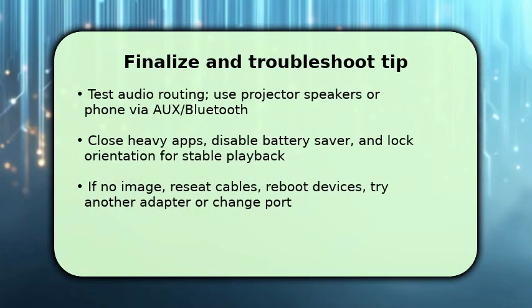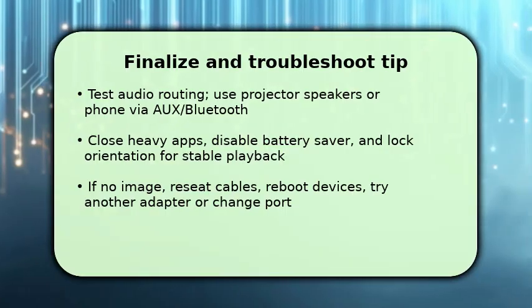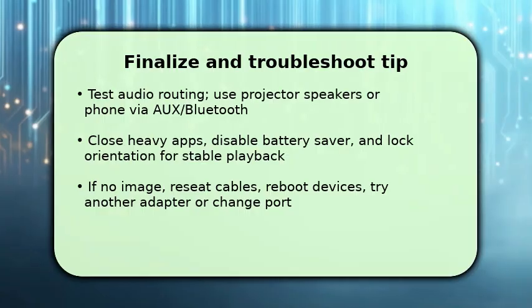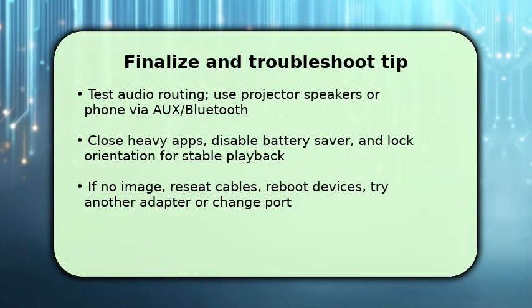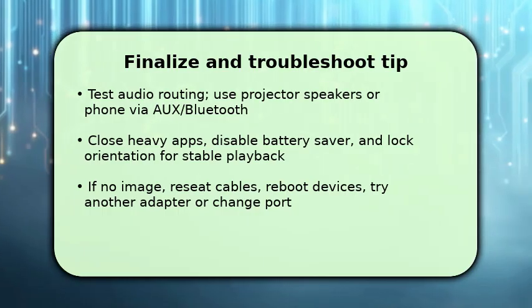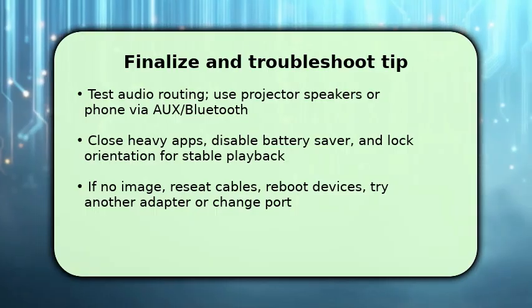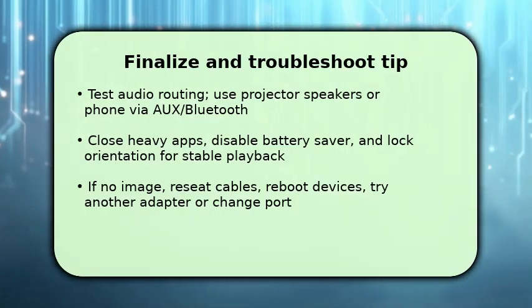Finish by checking audio. Choose projector speakers or pair Bluetooth. If audio is missing, change Android output in sound settings. Close background apps and disable battery saver to keep the stream stable. Lock orientation to avoid accidental rotation. For final polish, run your media and confirm playback smoothness.